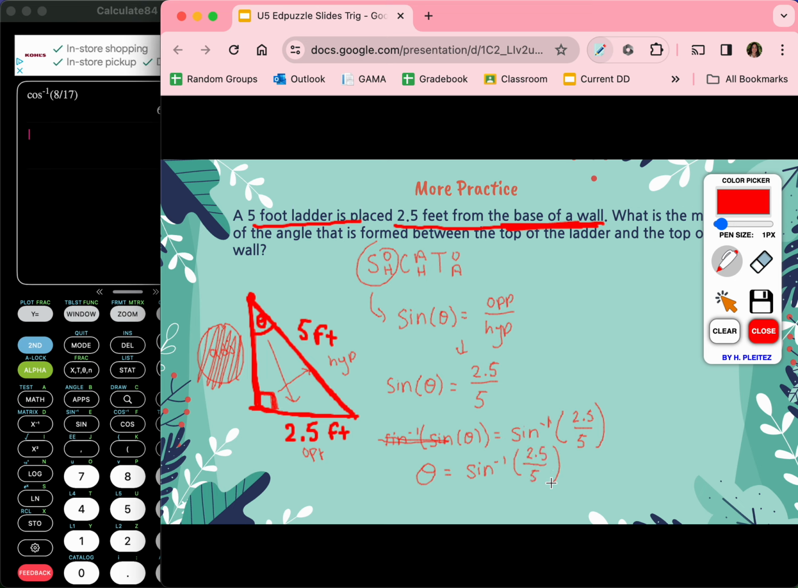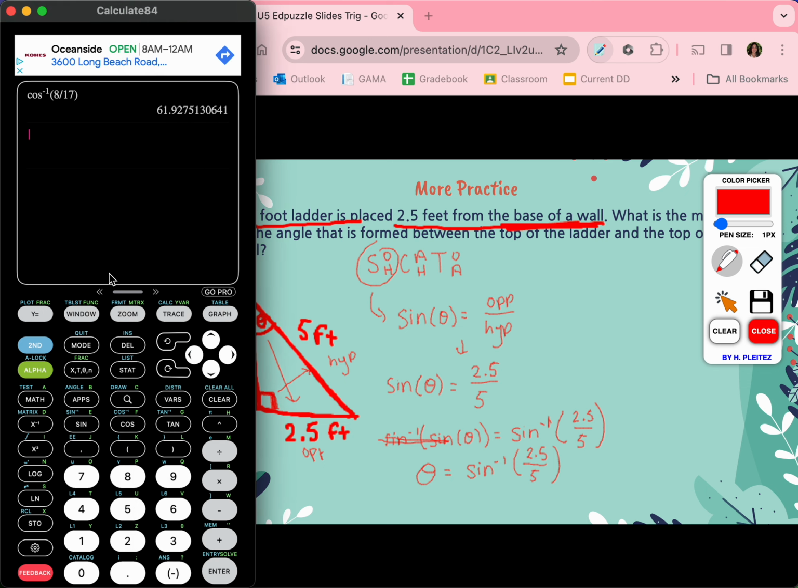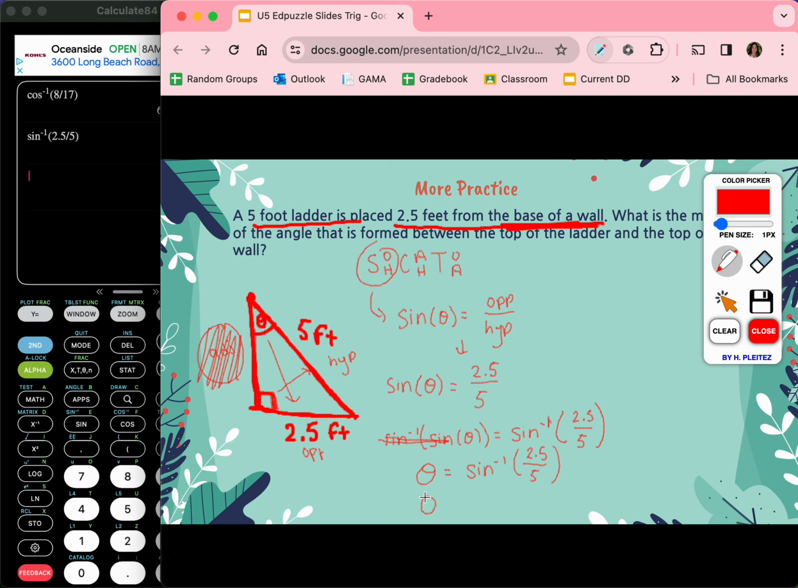Now we have our variable alone, so now we can go to the calculator. So we're going to hit second sine to get sine^-1, and then in there we're writing 2.5 over 5. Oh, perfect. Look at that. We get a whole number here. So theta is equal to 30 degrees. We can go ahead and even fill that in our diagram there.